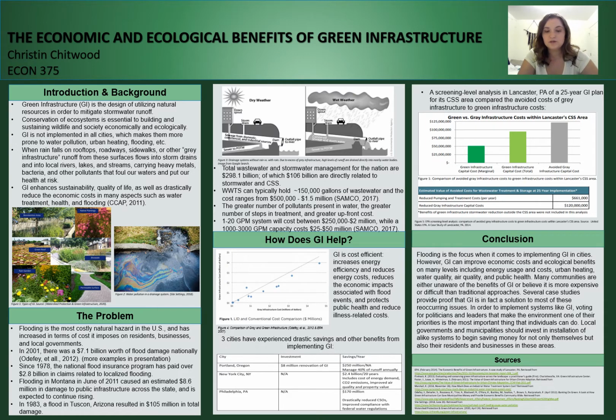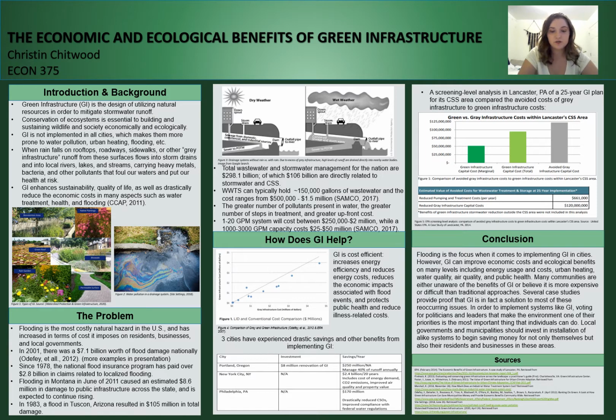Figure 5 displays the result of a case study that was conducted for Lancaster, Pennsylvania, to calculate the water-related benefits of GI. In combined sewer systems like Lancaster's, utilizing GI could reduce both the capital and operational costs of gray infrastructure systems such as storage tanks and pumping stations. These avoided costs would accrue only within the CSS areas.